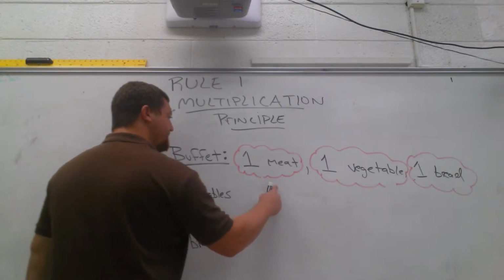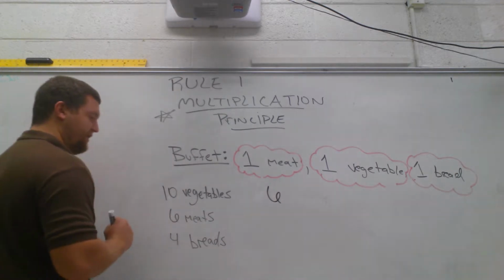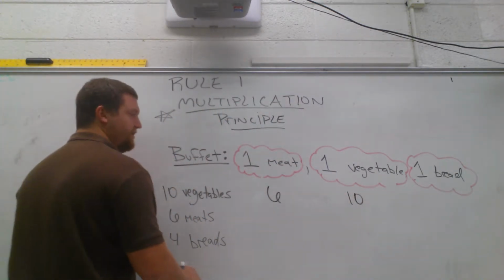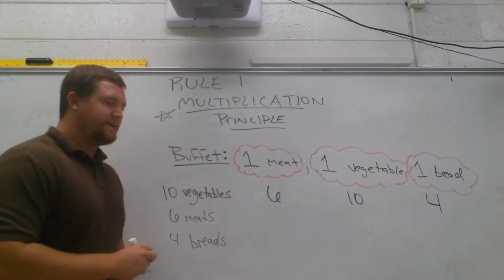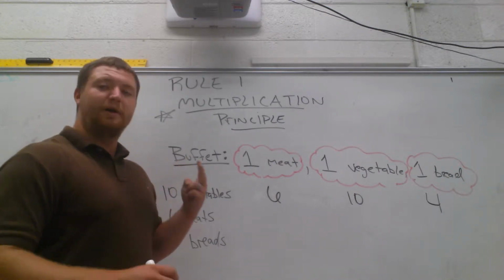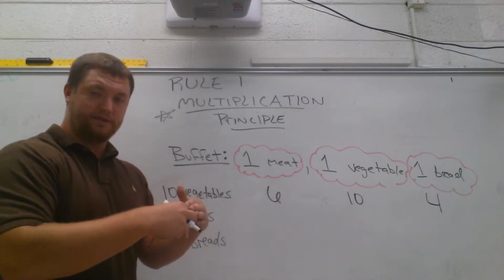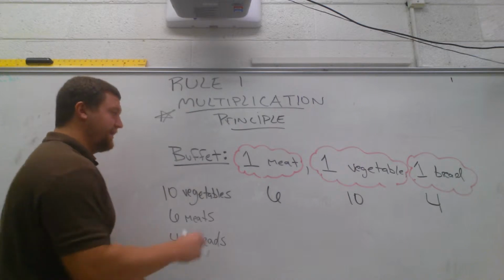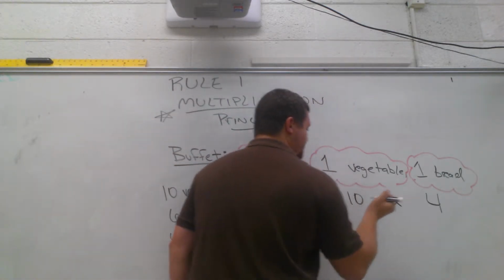So, how many meats do I have? I have 6 meats. How many vegetables do I have? I have 10 vegetables. And how many breads do I have? I have 4. What the multiplication rule tells us is that since these are independent, and it's like a buffet, I'm going and picking from this section and this section to make up one plate. So I'm making one thing, but I'm picking from different sections, and I can multiply these together. And it'll tell me my options.